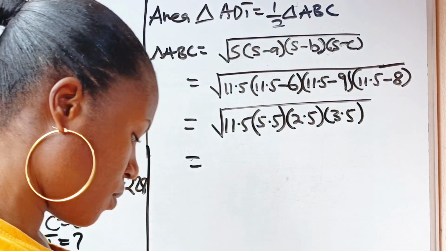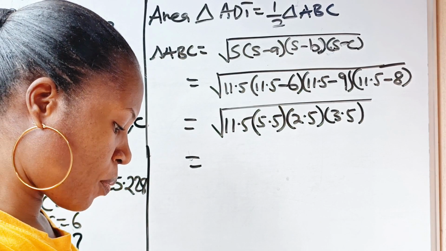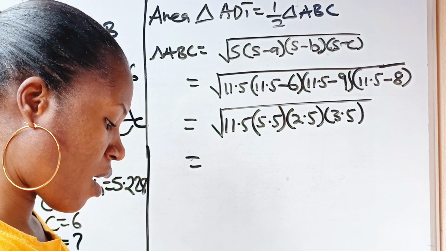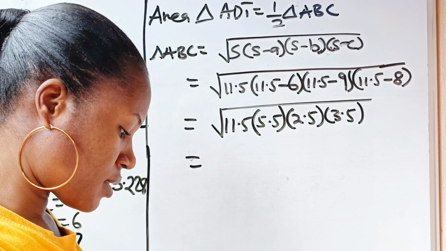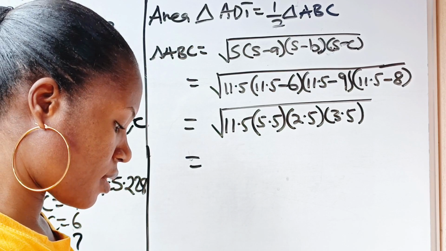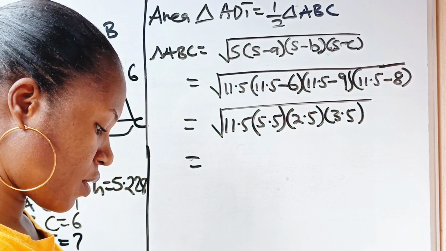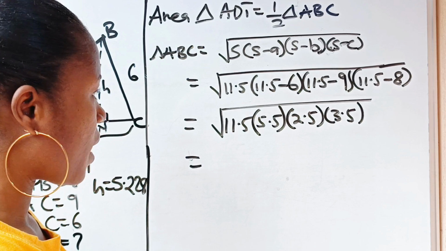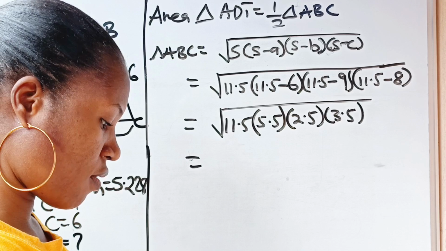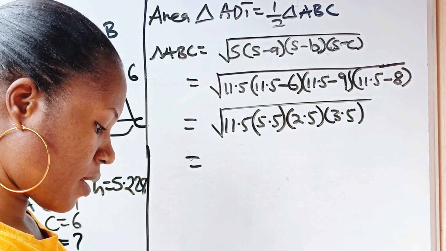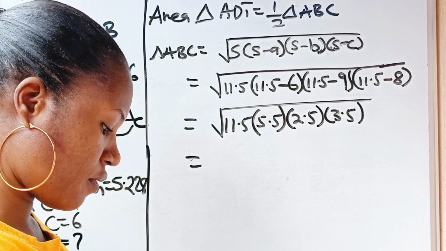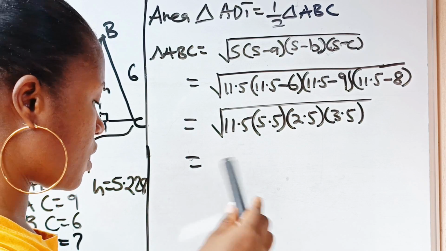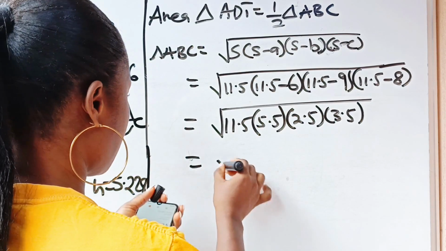So as usual, if I remembered, we would have copied the value we got here because we have solved this before, to save our time. But be that as it may, let's go ahead and get that. So we have 11.5 multiplied by 5.5 multiplied by 2.5 multiplied by 3.5. That is 553.4. Then let's take the square root of it.